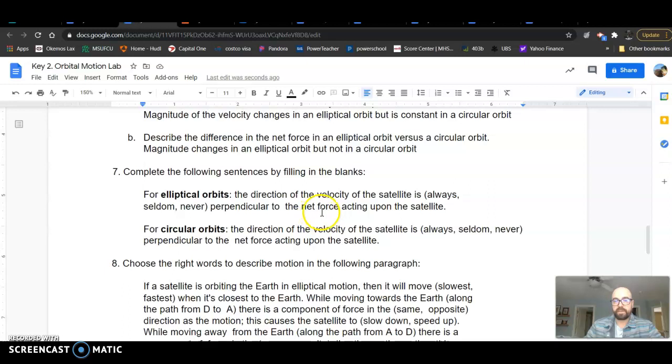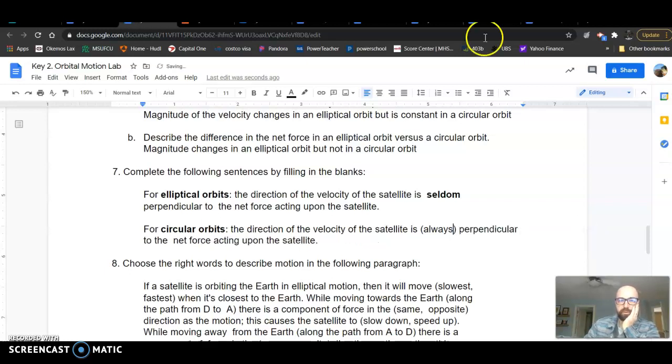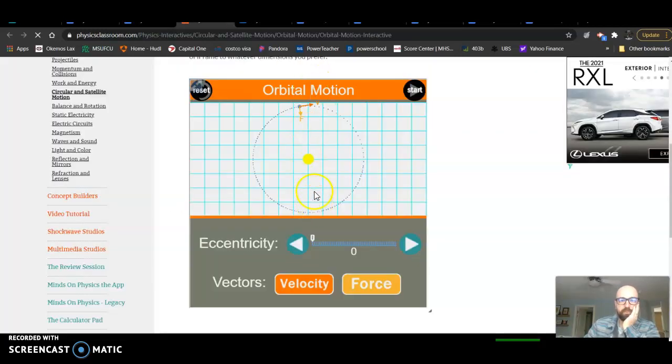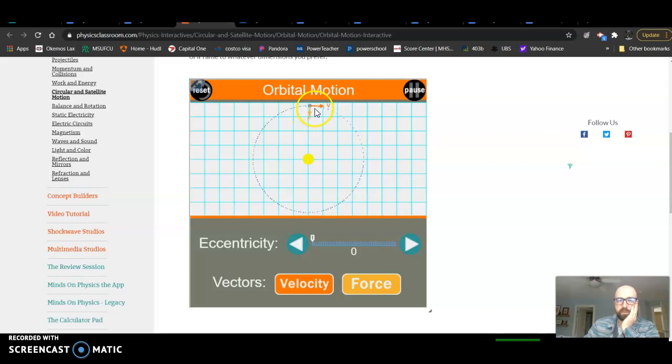always, seldom, or never perpendicular to the net force. So this was seldom because it was really at the two ends, or the two sides, I guess I should say. So we'll bold that. And if you want confirmation on that, just go back and look at the two sides here. If it's going this direction, that's where they were perpendicular. But in a circular orbit, those are always perpendicular, the net force and velocity. And you can see as this thing goes around, those are always perpendicular to each other.